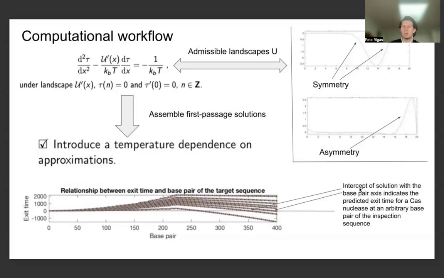And as we had mentioned, the intercept of the solution with the base pair axis indicates the predicted exit time for a Cas nuclease at an arbitrary base pair of the inspection sequence. So it's demonstrating that there's enough thermodynamic control and enough thermodynamic stability in this enzyme for it to be able to complete its inspection process, which can then have further downstream implications for the genome in terms of gene editing, and is very much exhibiting a more applied application of these thermodynamic consequences and thermodynamic thought that we had developed throughout the presentations of the series.